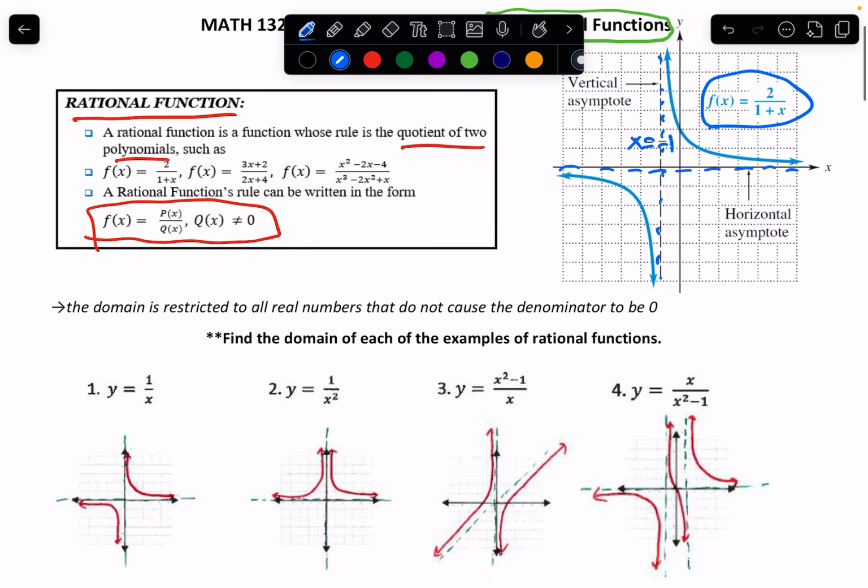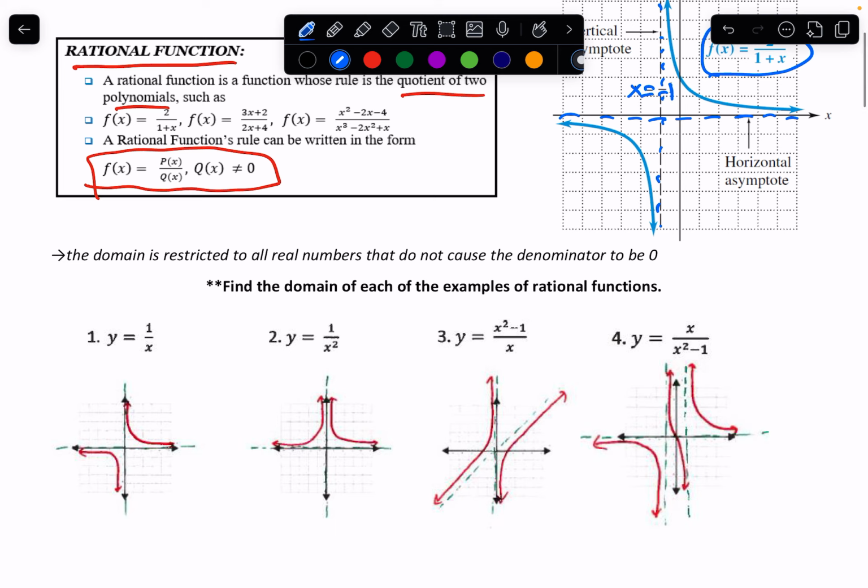So the domain is restricted to all real numbers that do not cause the denominator to be 0. So we have to make sure that when we are looking at the domain, we need to exclude when the denominator is 0.